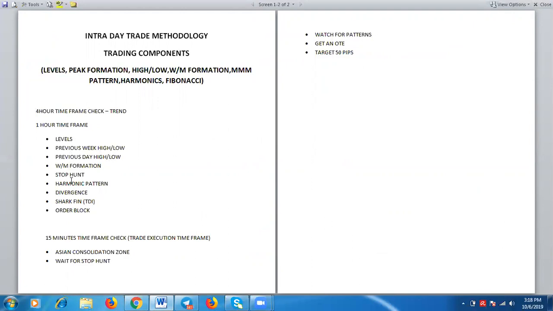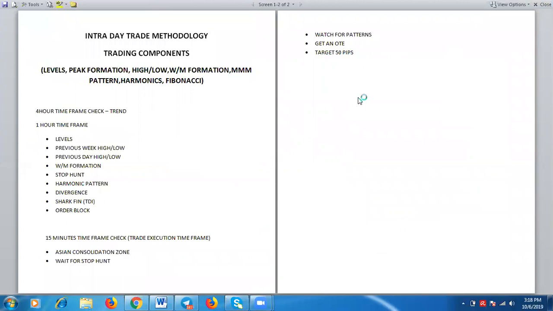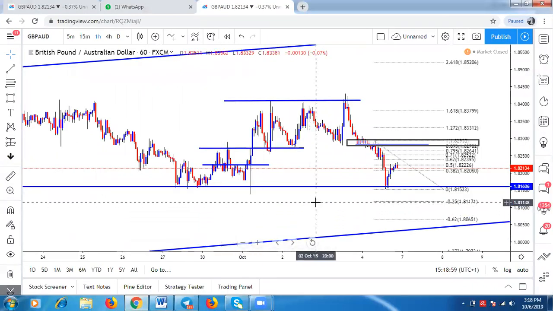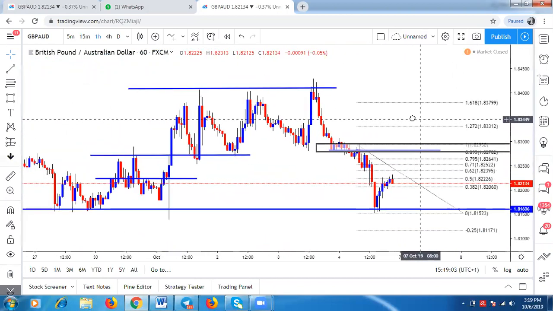So we're looking at stop hunt, harmonic pattern. So the harmonic pattern, I'm going to check. This is just what I do. I'm going to check for harmonic patterns. I'm going to check for order blocks as well. Order block on the 1-hour time frame. I'll check my order block.